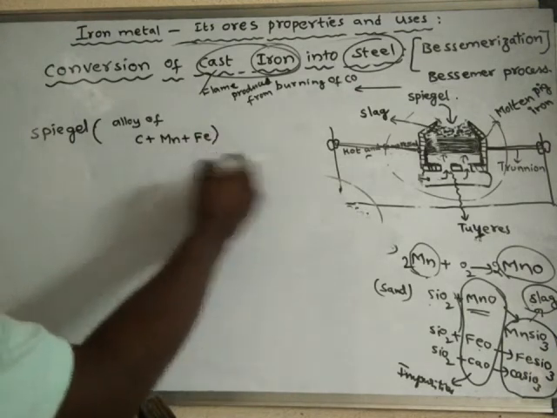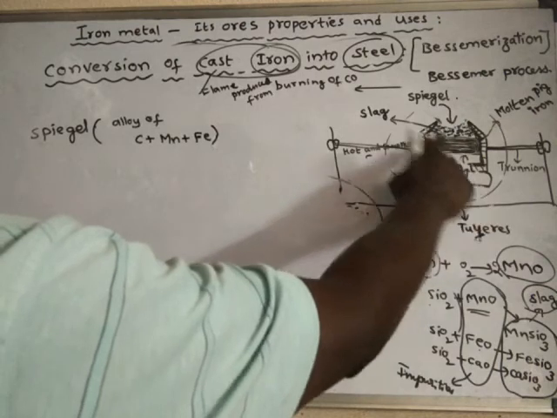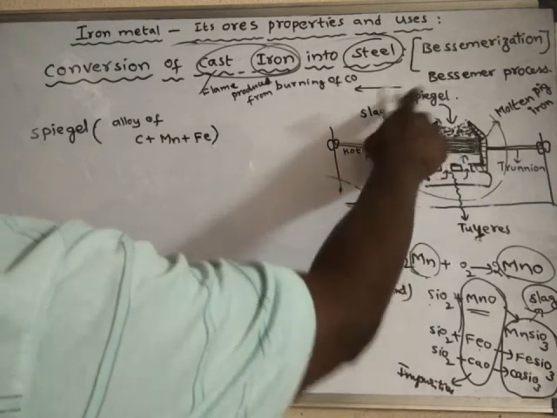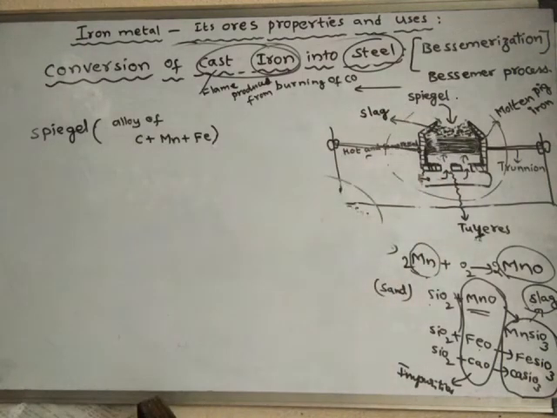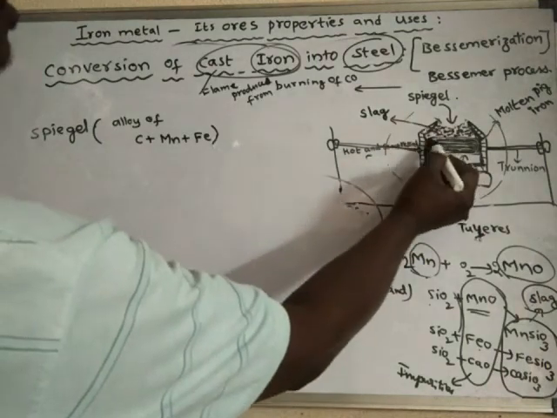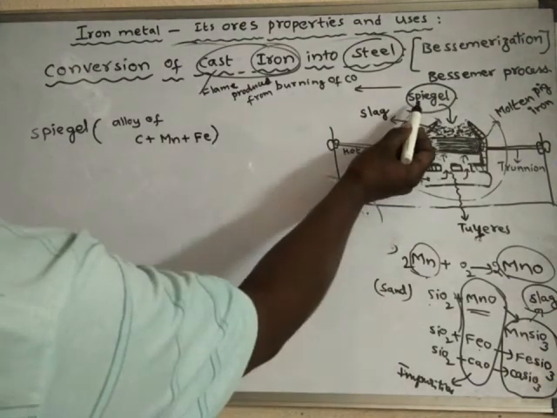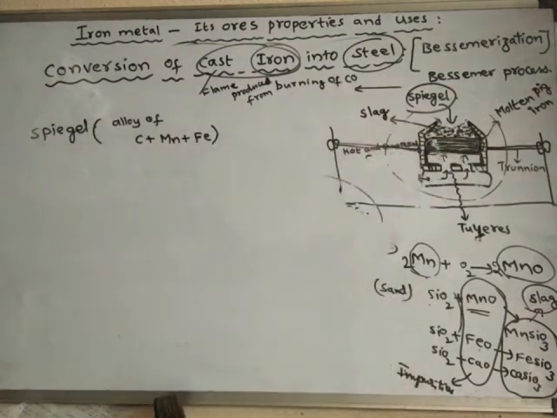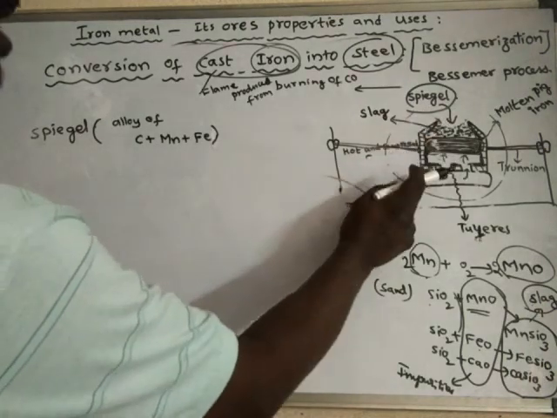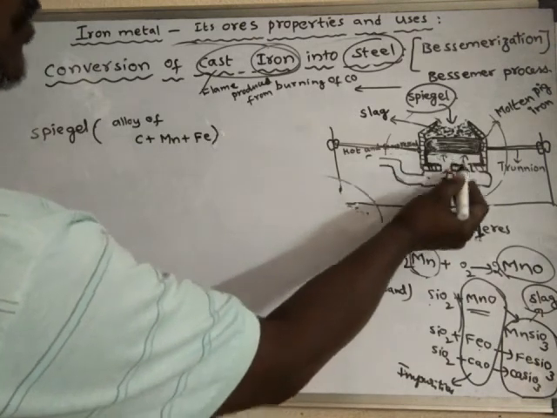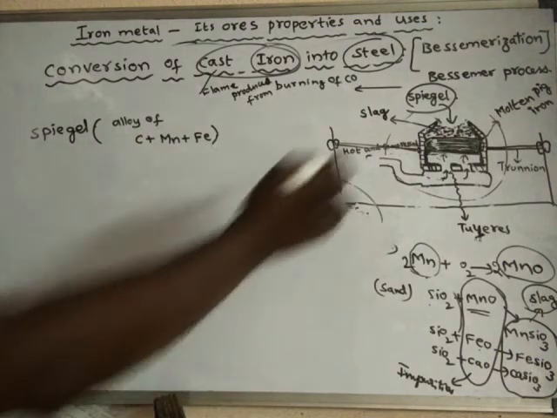So after the removal of all the impurities, we have to stop the supply of oxygen and add a little amount of spiegel, depending upon the amount of cast iron. There are some calculations, so we have to add calculated amounts of spiegel only. After the addition of this, again we will send the blast of oxygen. It is continued after the addition of spiegel.